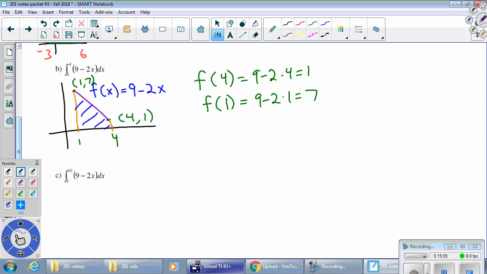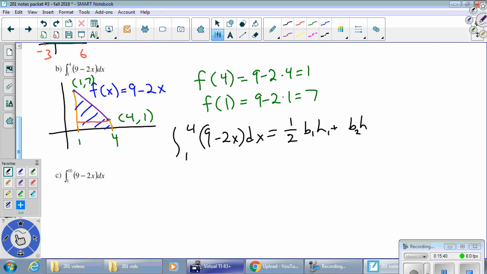It's a trapezoid. If you happen to know the area formula for a trapezoid, you use it. A lot of my students like to cut this thing into a right triangle and a rectangle, so I'll do it that way. So the integral from 1 to 4, 9 minus 2x dx is equal to, so the area of the triangle is a half base times height, plus the area of a rectangle, that's a base times height. I don't like the fact that I've got the same b and h for both of these because some of them are different. So I'll call it b1 and h1, b2 and h2.